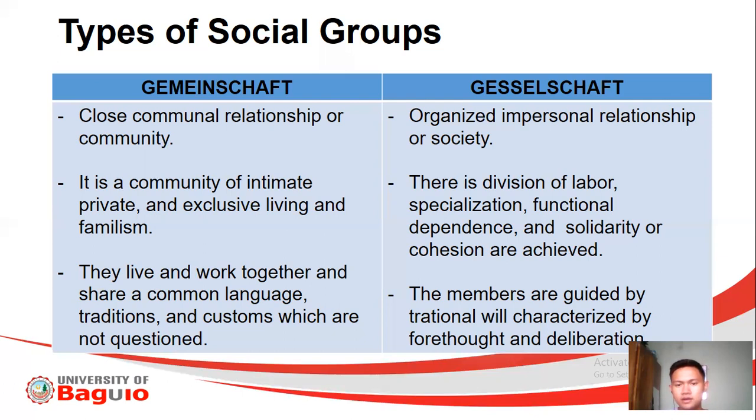So, meaning here, let's have an example now of Gemeinschaft and then Gesellschaft for us to know about the difference between these two according to Ferdinand Tonis. So, si Ferdinand Tonis created an example para malaman natin kung ano nga ba talaga ang difference ng two societies na to, known as the Gemeinschaft and then Gesellschaft.